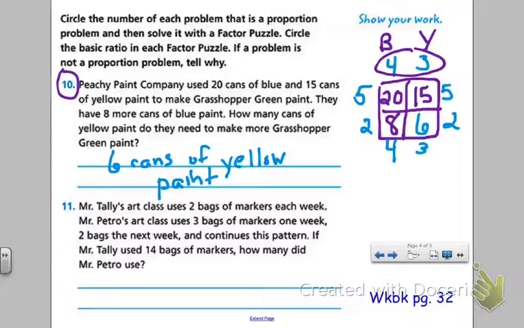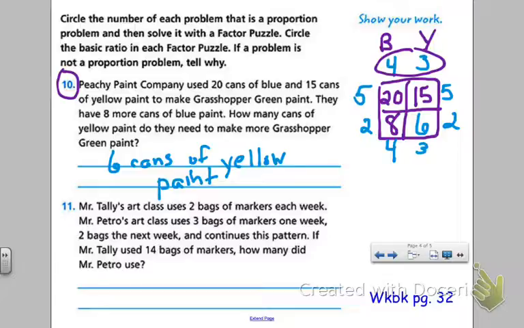Let's look at number 11. Mr. Talley's art class uses 2 bags of markers each week. Mr. Petro's art class uses 3 bags of markers one week, and then 2 bags the next week, and then continues in this pattern. If Mr. Talley used 14 bags of markers, how many did Mr. Petro use? Well, in order for this to be a proportion problem, I'm going to assume that the ratio of markers being used by Mr. Talley to the markers that Mr. Petro's class is using is going to be the same between the 2 classes.